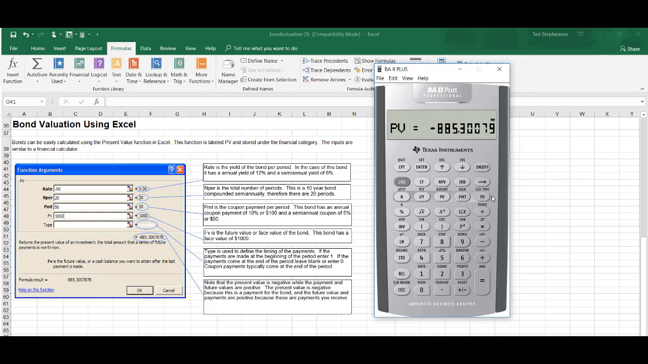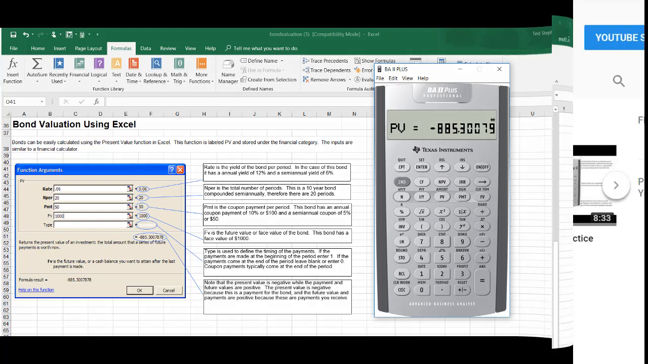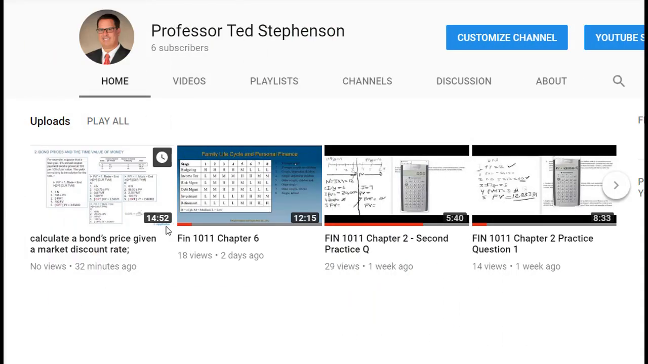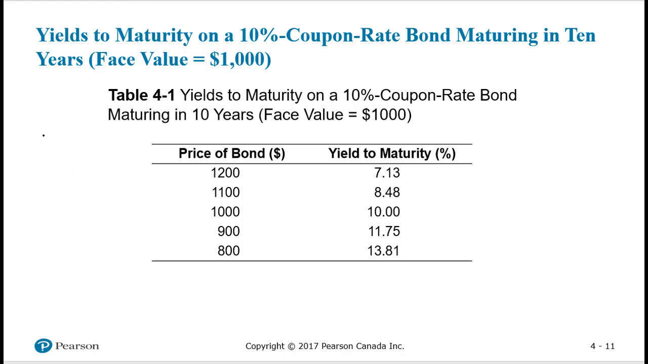And again, there's a video on how to do that in more detail. So just to remind you, I do have a 15-minute video, which is how to calculate a bond's price given a market discount rate. I'll take you through a couple of examples, okay? That will complement this video for this chapter. Now we're going to be moving on to how we calculate the yield to maturity using both Excel and the financial time value of money functionality in the calculator.